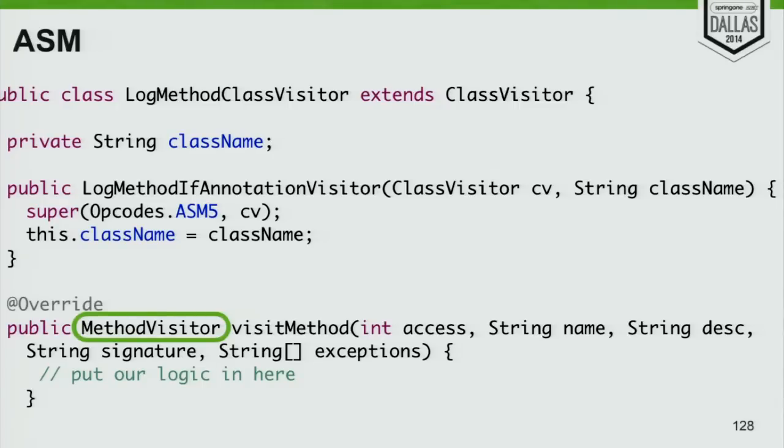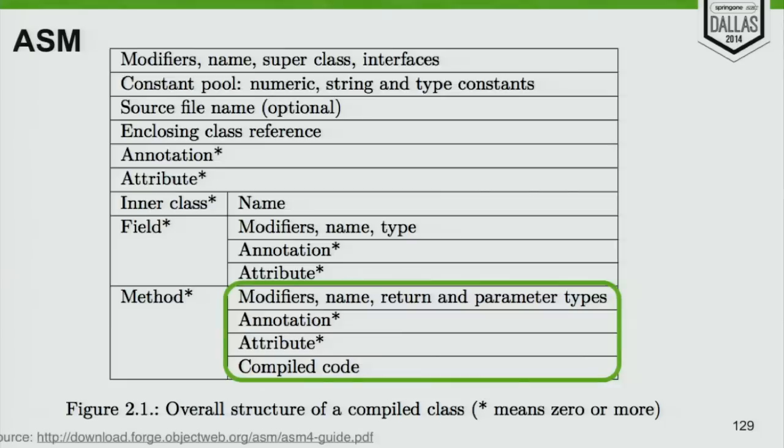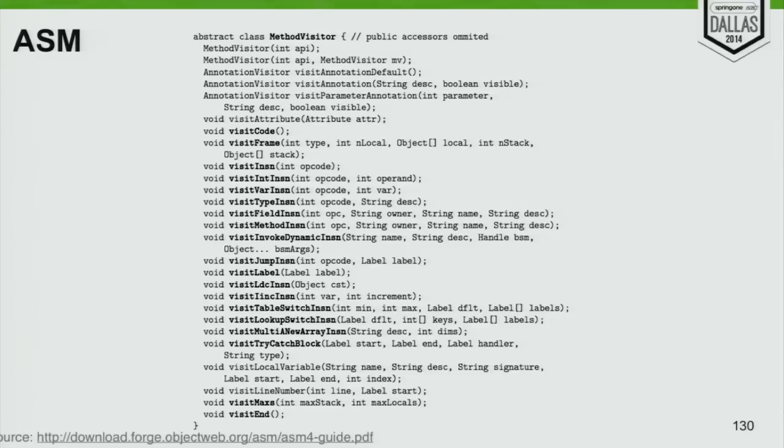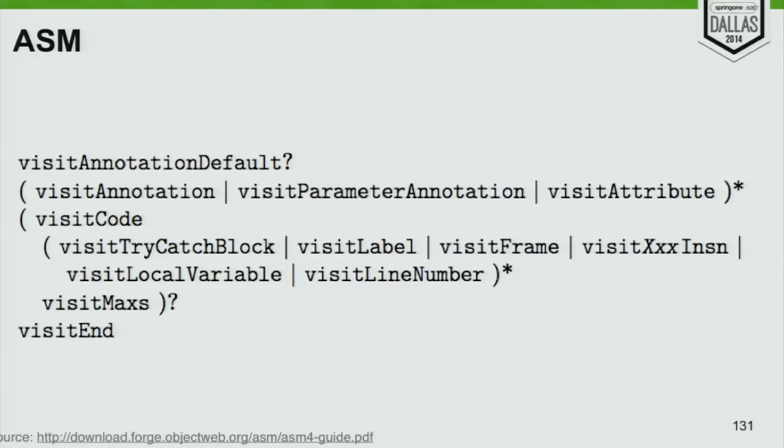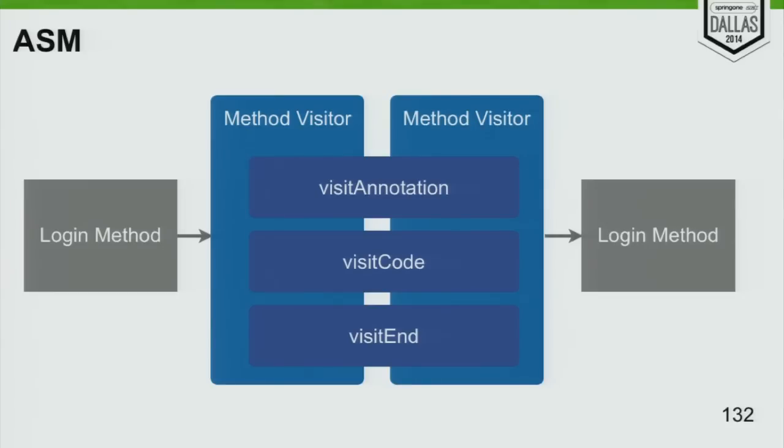One thing you see here is that visitMethod returns a method visitor. Just like there's several components of a class, there's several components of a method, right? We have attributes, annotations, compiled code. And so ASM has a method visitor. And you can see you can actually visit every opcode of the method if you want. And again, they come in a specific order. So we're always going to know if there's any attributes or annotations on the method before we have to actually visit the code. And you can chain multiple method visitors together, just like you can chain multiple class visitors together.